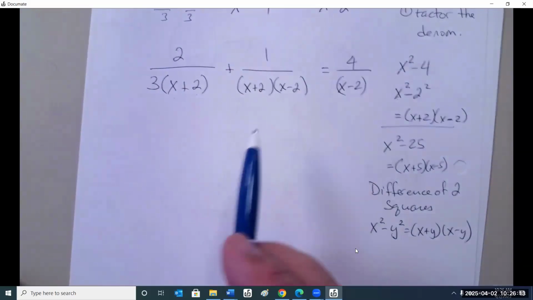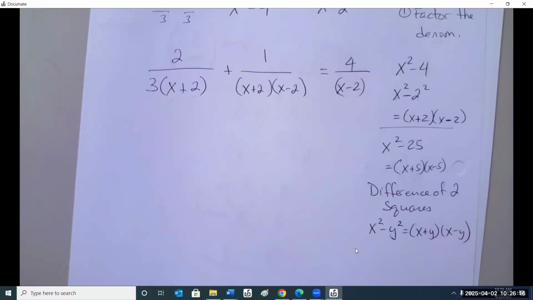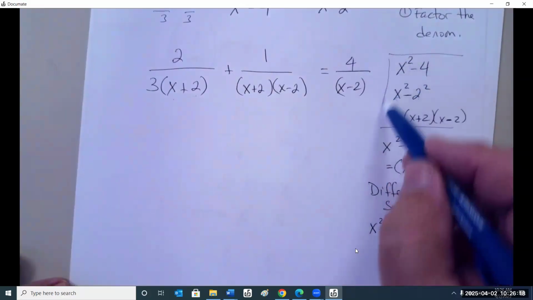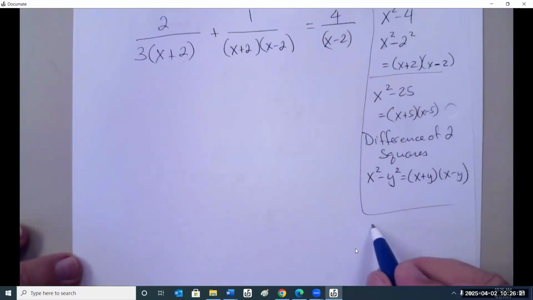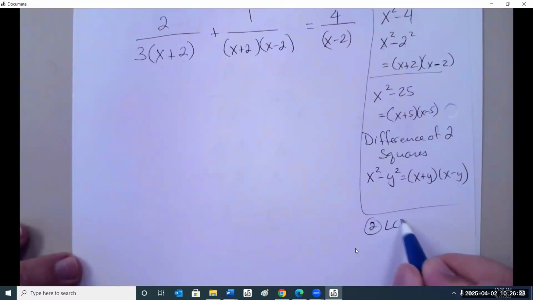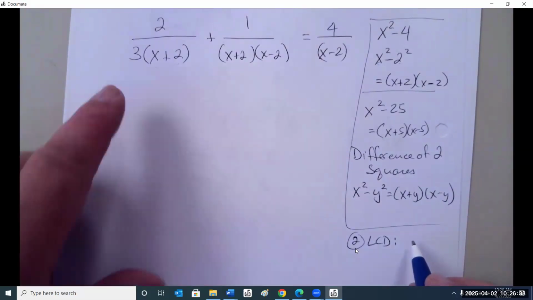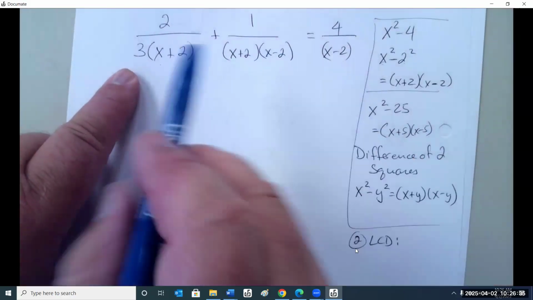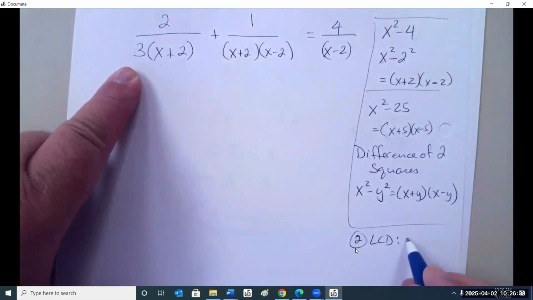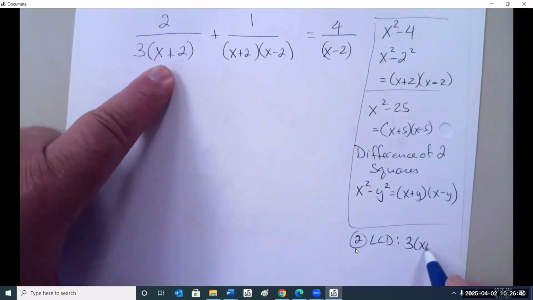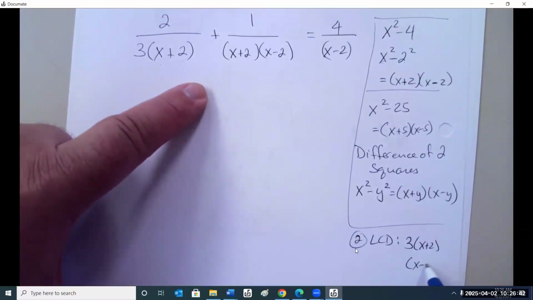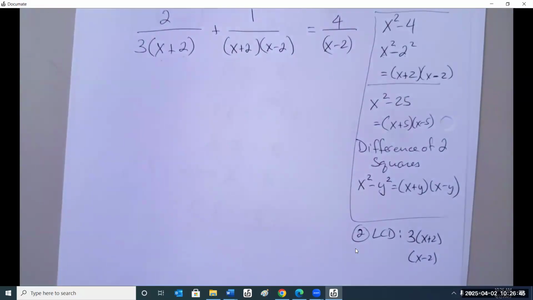Okay, we factor the denominators. Now we go back to our rules. What's the LCD? Would it be that, like, plus or minus? Well, whatever's on the bottom, it's got a 3, so 3 has to be in the LCD. It's got an x plus 2 and an x minus 2. There's nothing else that's different. So that's going to be our LCD.